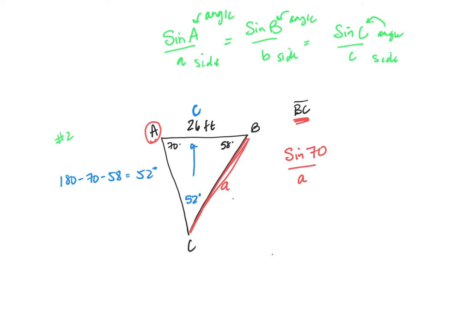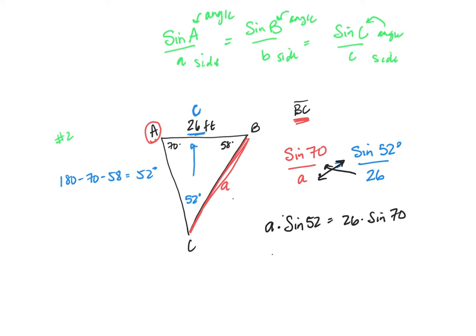Now that I have this information, I could say the sine of my angle, which is 52 degrees, over my side length, which is 26 feet, is going to equal the sine of 70 over A. And now I can solve my ratio by cross multiplying. A times the sine of 52 equals 26 times the sine of 70.